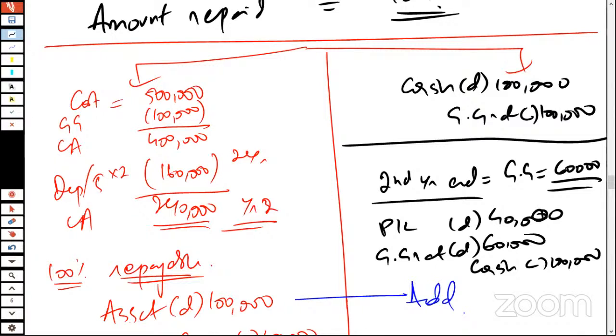Because 2 years have passed, maybe this is a bit confusing for you. I would say start of third year. Is it okay now? Are you getting it? How did I get 60,000? Are you getting how I got 60,000 now?